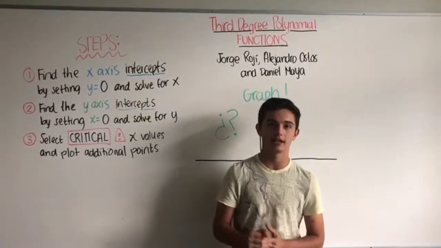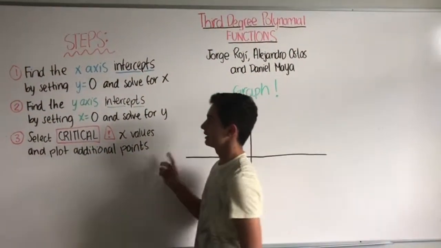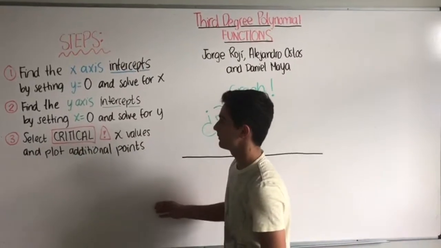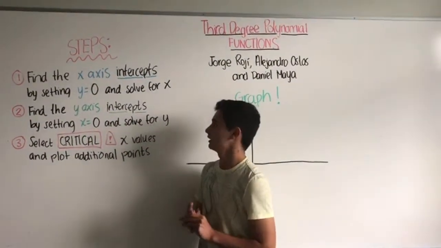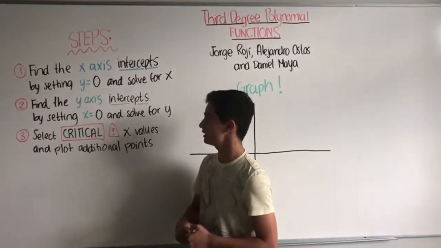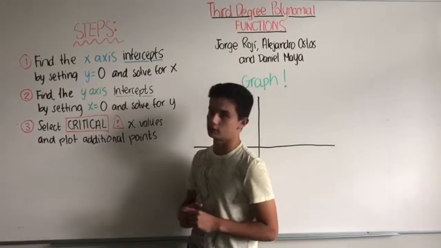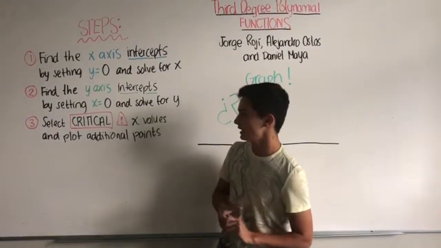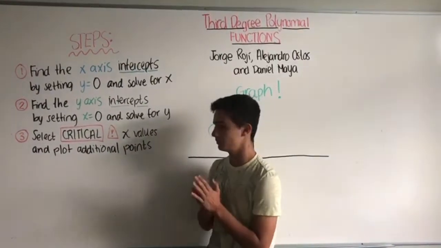So now we are going to learn how to graph cubic functions. These are the steps. First, you have to find the x-axis intercepts by setting y to 0 and solving for x. Then you have to find the y-axis intercepts by setting x to 0 and solving for y. And finally, you have to select the critical x values and plot additional points.